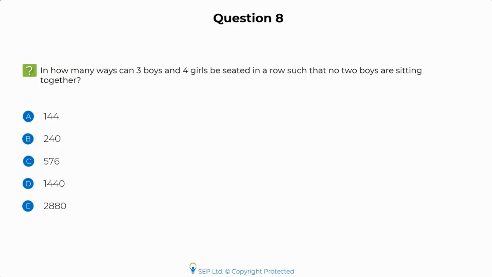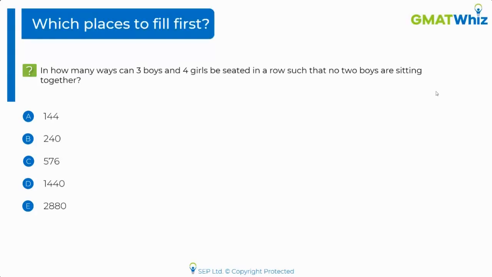All right. Now, what we know here is there are three boys and four girls. And we know that no two boys should be sitting together. So what it means is any two boys should not be sitting together. That is the idea. So Dipanjan has mentioned a method using permutation, which is good. Let us solve this question.